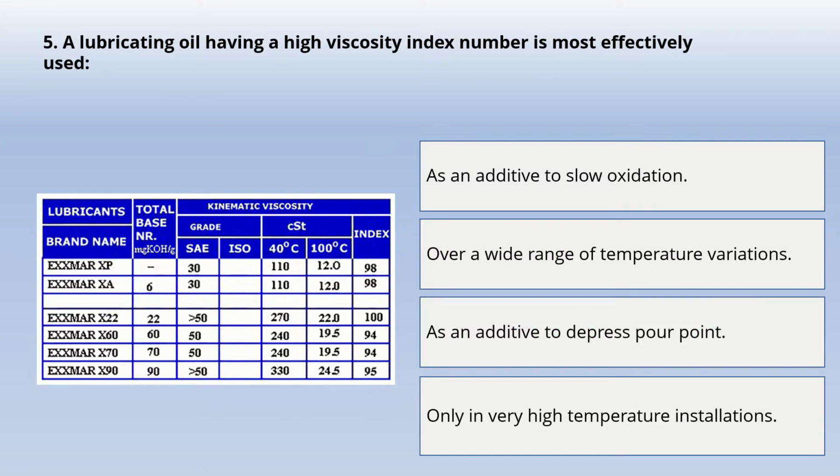Our next question is, a lubricating oil having a high viscosity index number is most effectively used, and the options are as an additive to slow oxidation, over a wide range of temperature variations, as an additive to depress pour point, only in very high temperature installations. And the correct option for this question is over a wide range of temperature variations.